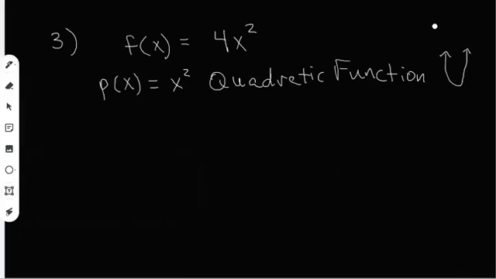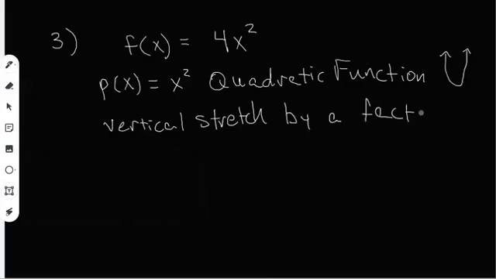Okay? So what's going on to make p of x change to f of x? Well, we're multiplying by 4, right? And if we're multiplying by 4, that means we're vertically stretching the function. So this is going to be a vertical stretch by a factor of 4.